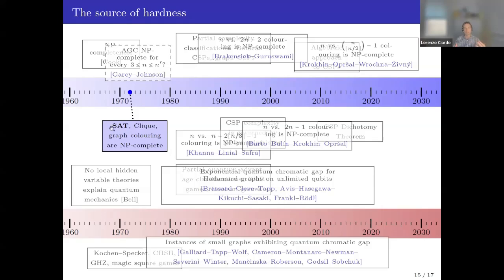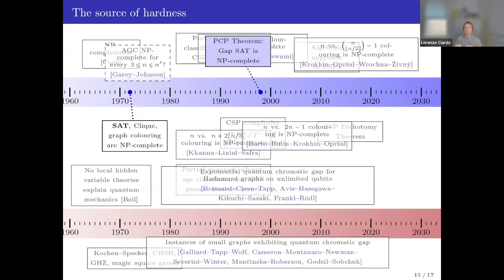So SAT is the problem of understanding satisfiability of a Boolean formula. And it was later shown in a masterpiece of complexity theory, the PCP theorem, that even the gap version of SAT is NP-complete, right? So even if I just want to distinguish formulas that are perfectly satisfiable from those that are highly unsatisfiable, this is still NP-complete.